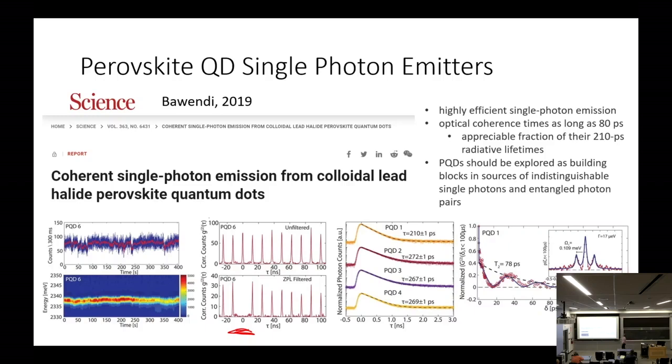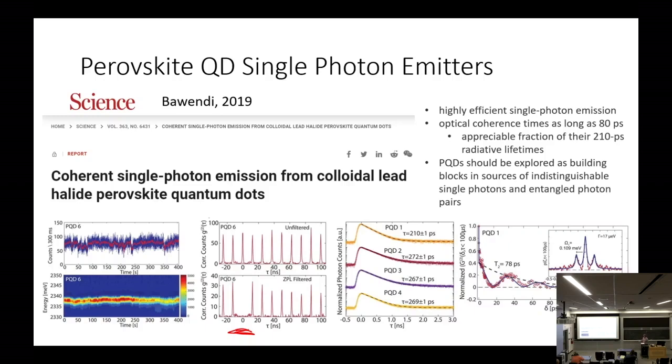And then they went ahead and measured the coherence time for their single photons, and they saw that they're pretty long. They're like 80 picoseconds. Typically, if you have a system where the radiative lifetime is about 2 times the coherence time, that's going to be a really good system for single photon emission. And so this was a pretty game-changing paper. This is not what he won the Nobel Prize for at all, but it's a good paper too.